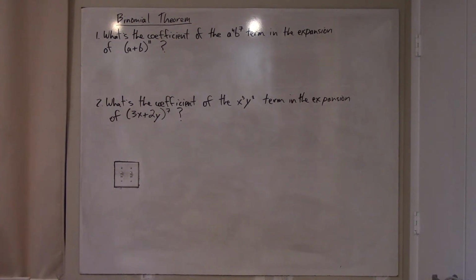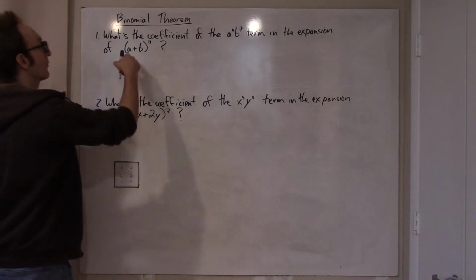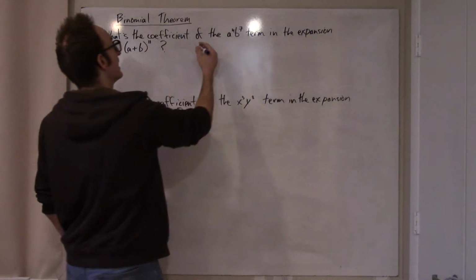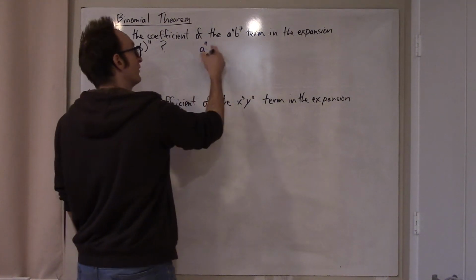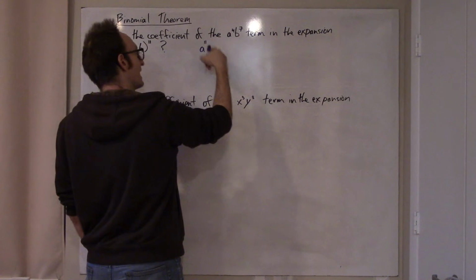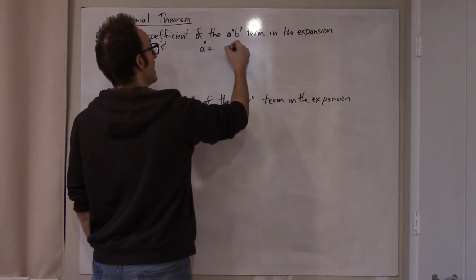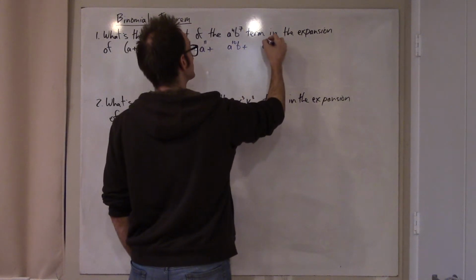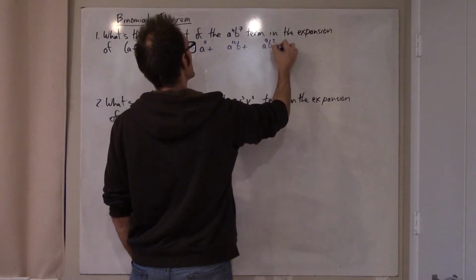So, some practice. What's the coefficient of the a to the fourth b to the seventh term in the expansion of a plus b to the 11th? Okay, so this is the kind of question that we didn't know how to answer at the beginning of class, but when I expand out a plus b to the 11th, I'm going to get 12 terms. They are going to be of the form, you know, a to the 11th, and then there's going to be a term which is a to the 10th, b, and there's going to be a term which is a to the 9th, b squared, etc.